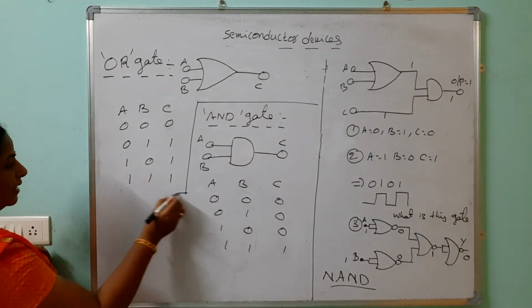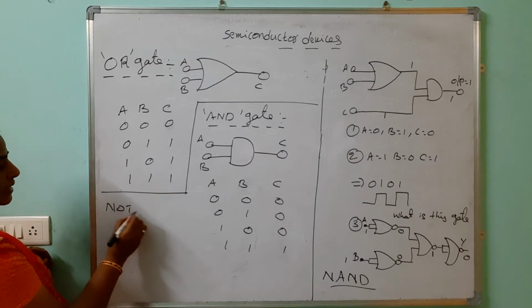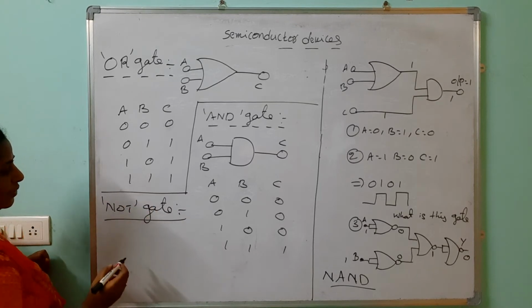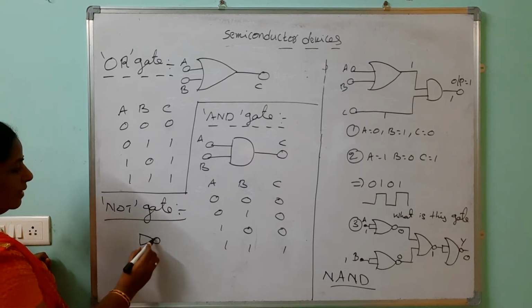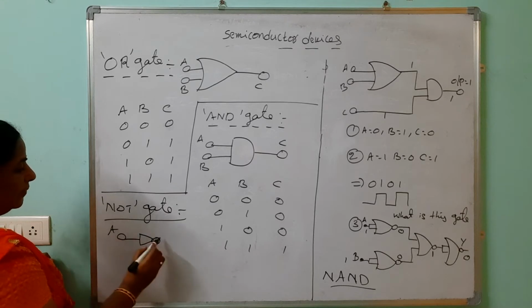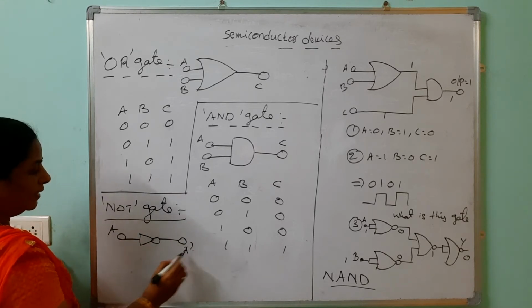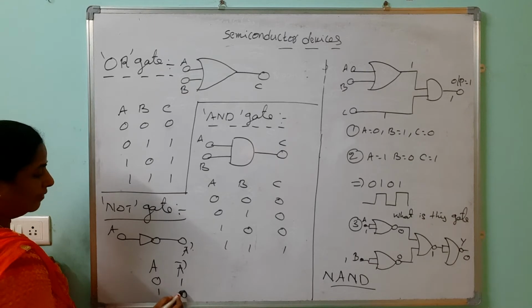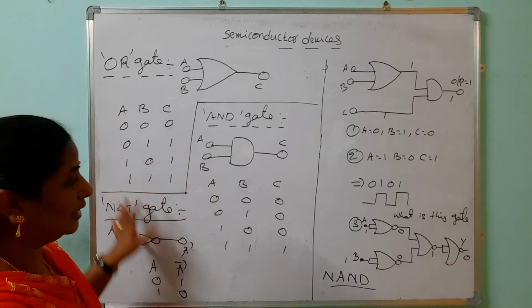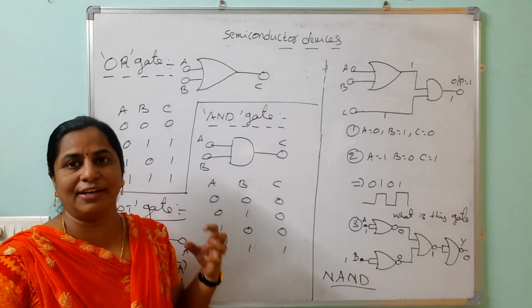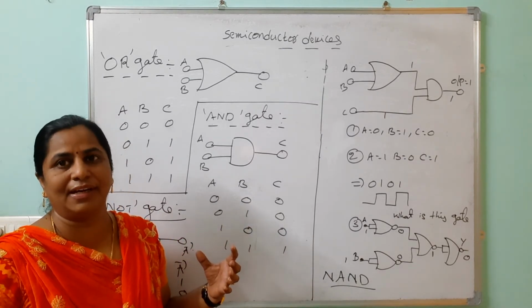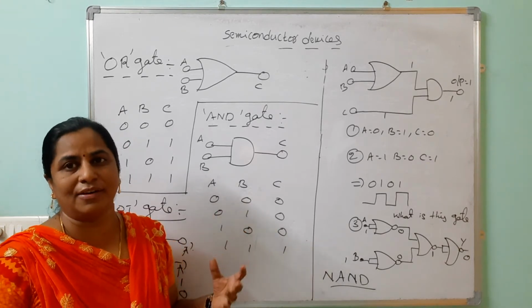Then one more gate is the NOT gate. What is the NOT gate? It has only one input and one output. The symbol is like this. If the input is A, the output is A bar. See the truth table: if A is 0, A bar is 1, and if A is 1, A bar equals 0. So these three are called the basic logic gates. Logically we can do the operations with the help of the binary system. Only 0 and 1 we are using. 1 belongs to high and 0 belongs to low.